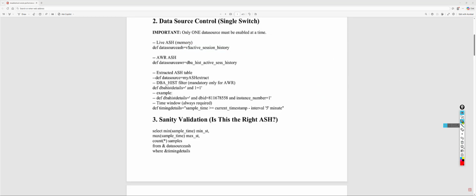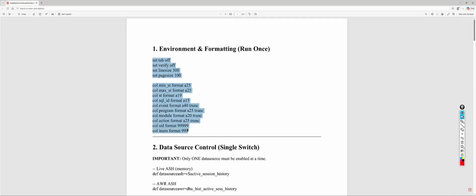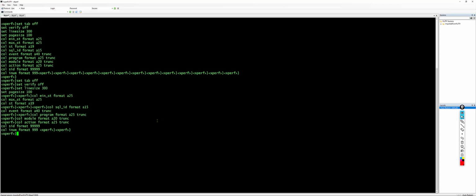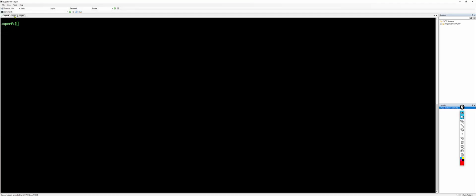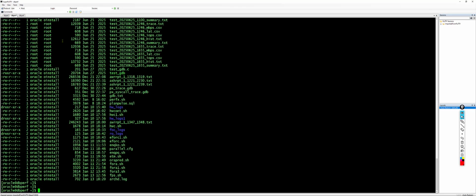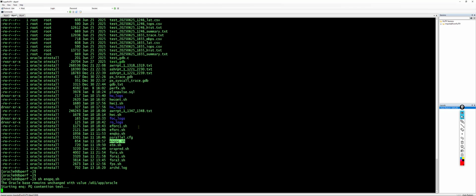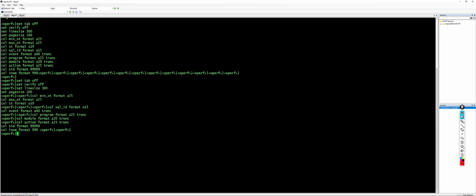Let us see how we can use this set of queries to identify the root cause of a particular issue. Before that, let me run a sample workload. Yeah, I executed the sample workload.